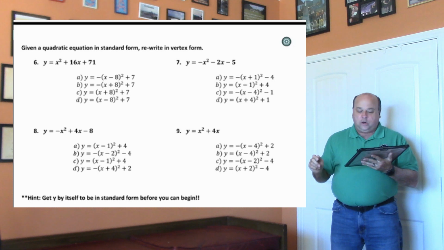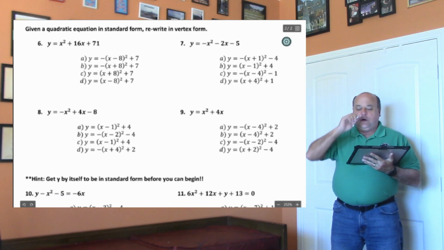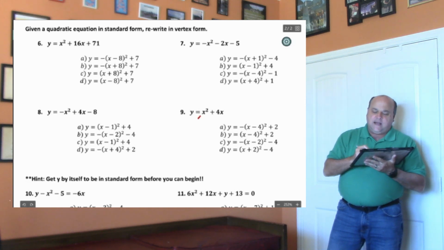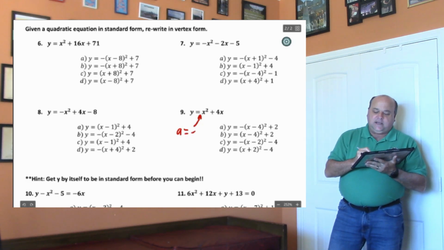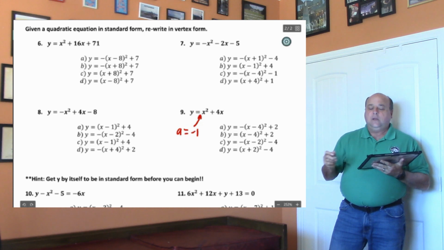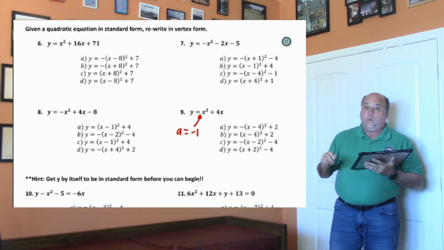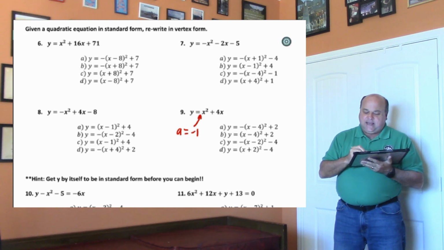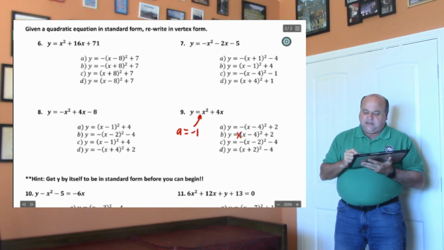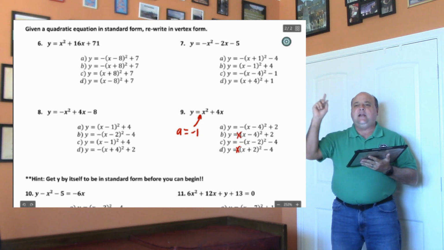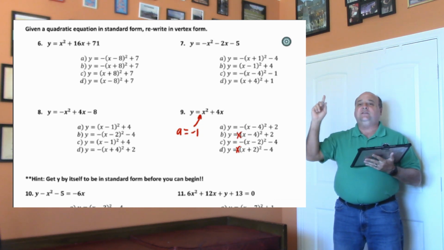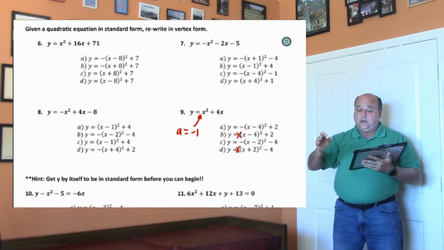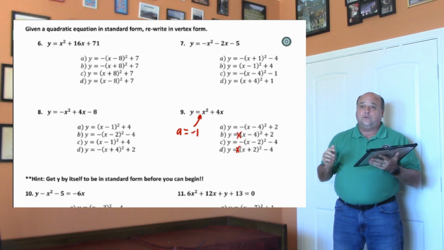I'm going to do number 9 because it's easier to graph. So on number 9, right here, I know my A is equal to negative 1, don't I? The y-intercept is going to be 0. Since I know my A is negative 1, that eliminates this and this, doesn't it? But I need my vertex. Now then, the C is 0 on this, so the graph is going to go through the origin.